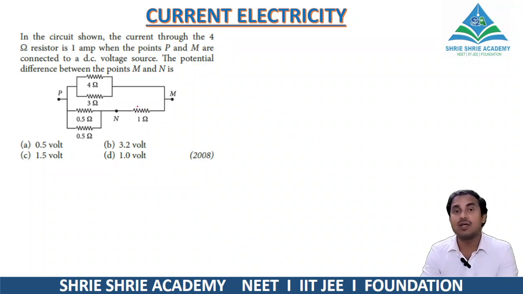It's saying that in the circuit shown, the current through the 4 ohm resistor is given as 1 ampere, and this is where your 4 ohm resistor is. And here the current is 1 ampere.